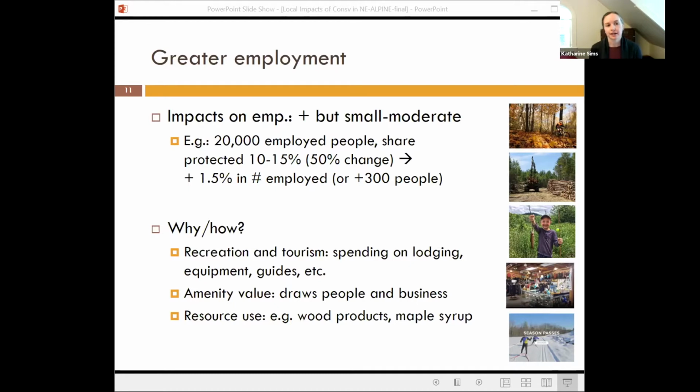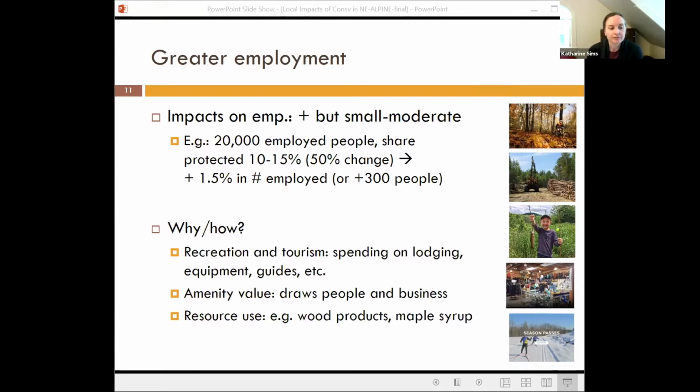If that town made a substantial shift in the share of land protected, say from 10% to 15% of land in that town, which is a 50% change, that would translate to an expected increase in employment of about 1.5%, or 300 people. To compare that 1.5% to changes we see in typical recessions and expansions, in the Great Recession, changes in employment were around 6% nationally and much higher in many cities and towns. From March to May of this year, due to the pandemic, the number of people employed in Massachusetts dropped by more than 20%. So that's why I would call this effect small to moderate in size, but certainly still meaningful.